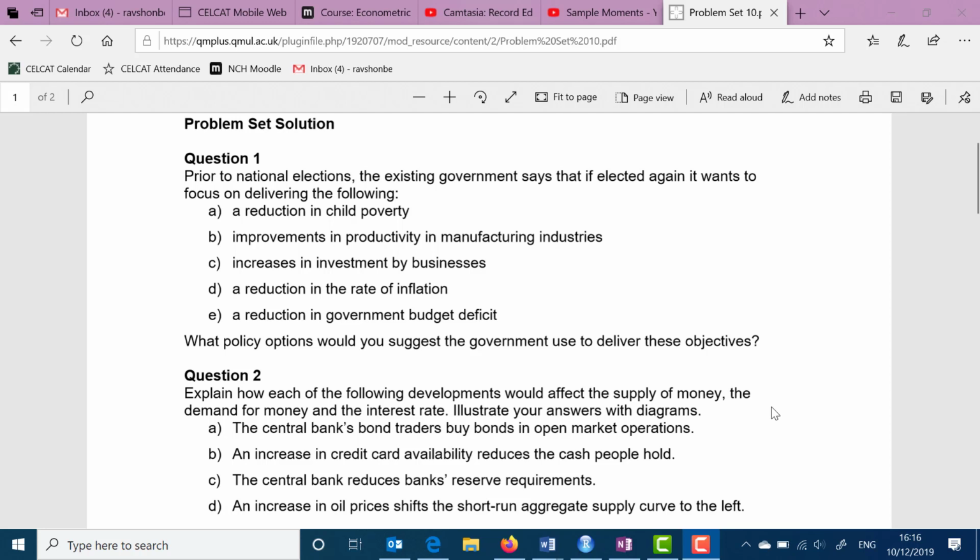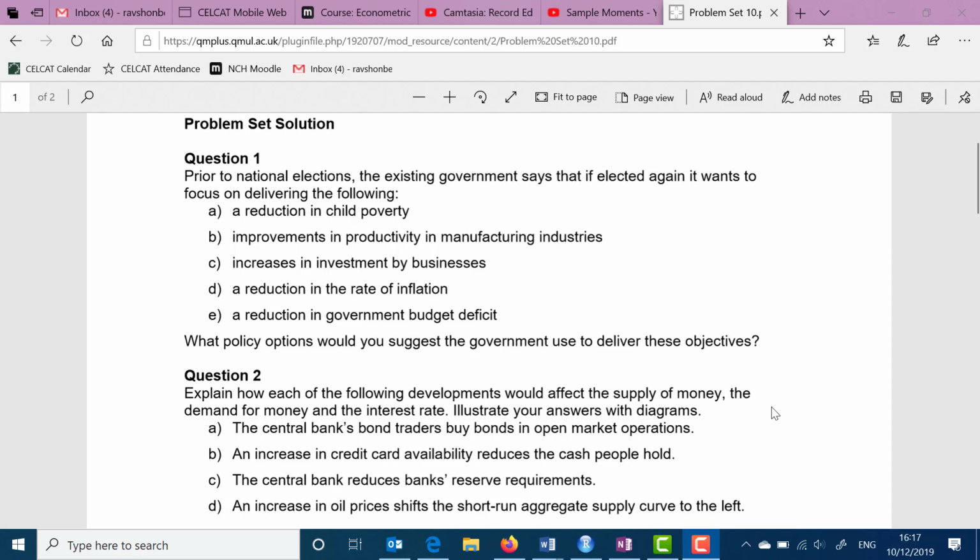B, improvements in productivity in manufacturing industries. How would a government improve productivity in manufacturing? Manufacturing has shifted to East Asia, to China especially, yeah? And a lot of people are talking about, especially the Tory government, Trump is talking about bringing the jobs back to the USA, back to the UK, for example. What can they do? Is this monetary policy, right?